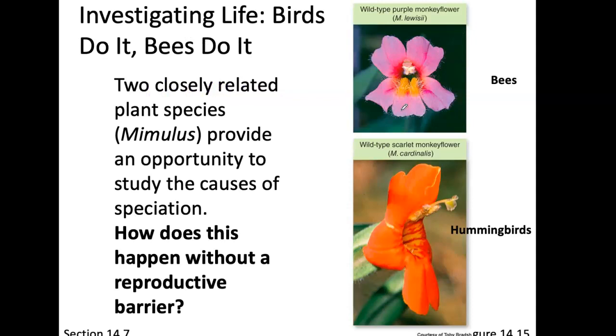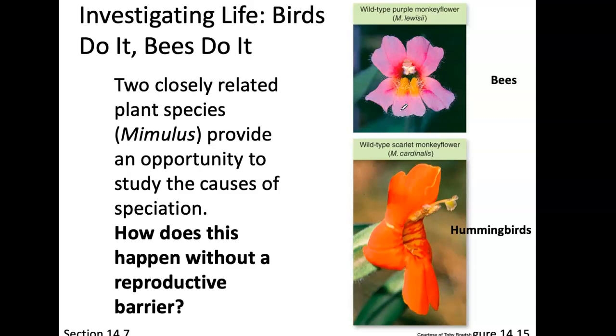The last section here in the chapter is when they have some research paper, and it's been summarized for you. And this one's called Investigating Life, Birds Do It, Bees Do It. It's very interesting. It's about two closely related plant species, and the genus is Mimulus. And this was the basis for a study on the causes of speciation. In other words, when will something speciate? How does it speciate and become two different species? You know, how does it even happen when you don't have a barrier, when they're sitting side by side?